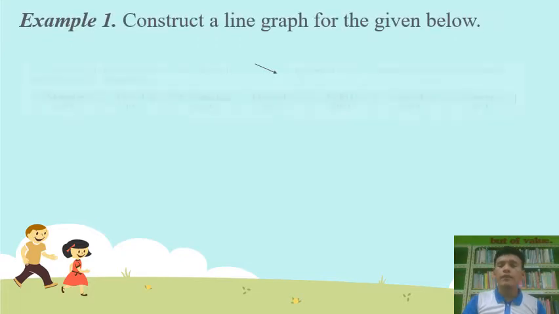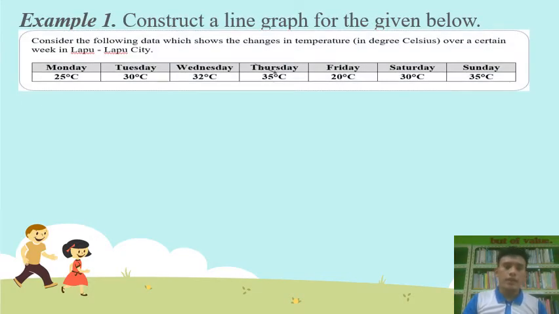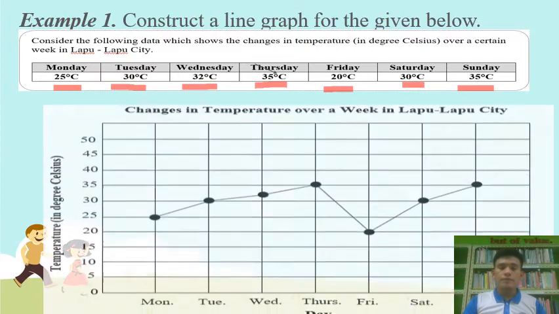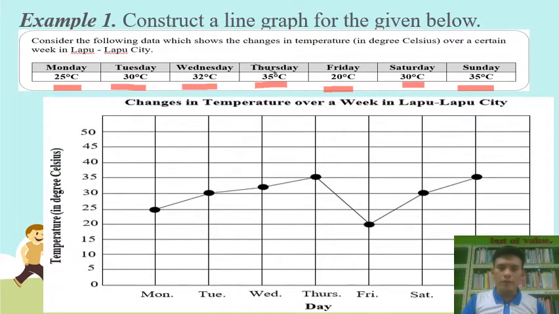So, construct a line graph for the data given below. Okay, this will be the given. Consider the following data which shows the changes in temperature in degrees Celsius over a certain week in Lapu-Lapu City. Monday, 25 degrees Celsius, Tuesday, 30, Wednesday, 32, Thursday, 35, Friday, 20, Saturday, 30, Sunday, 35 degrees Celsius. These are the given. So this will be the table we can form.